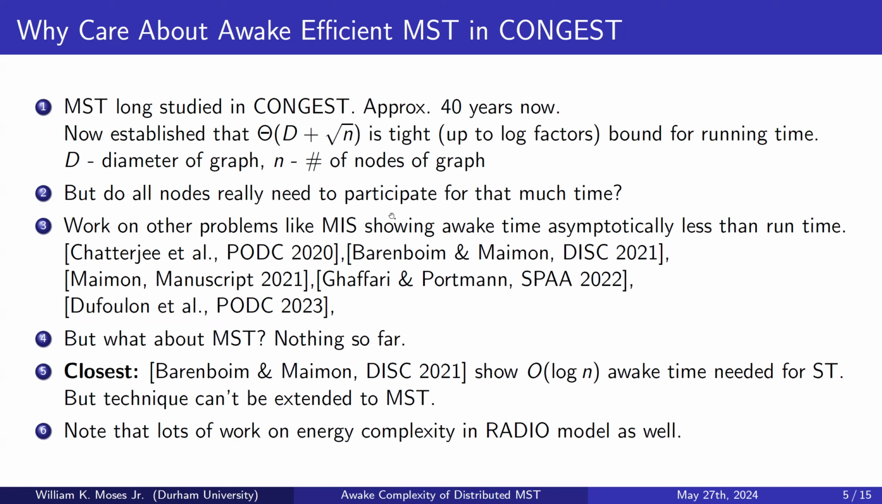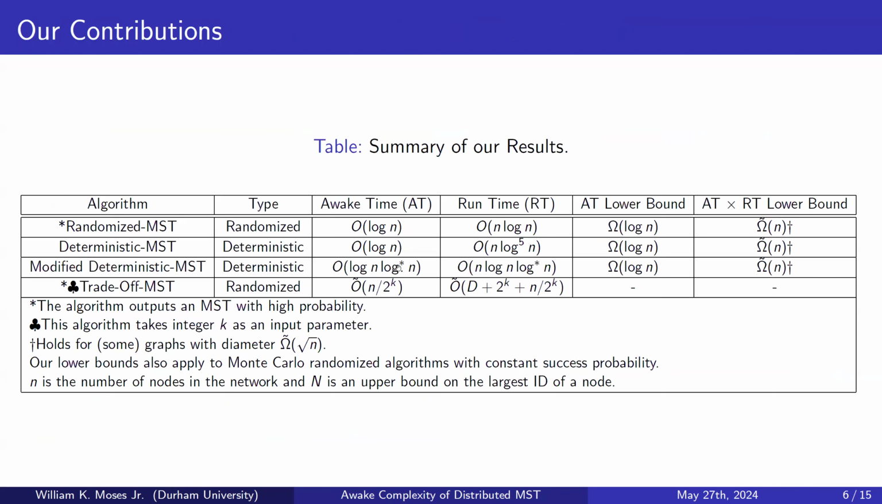So with that said, what are we trying to do? We're trying to look at MST and trying to find an algorithm that gives an awake complexity that is asymptotically much less than D plus square root of n. How much less? And how much less compared to log n? Well, it turns out we also can get an O of log n time algorithm. And it turns out even more than that, that we show here a lower bound that says any randomized algorithm for MST would take log n awake time.